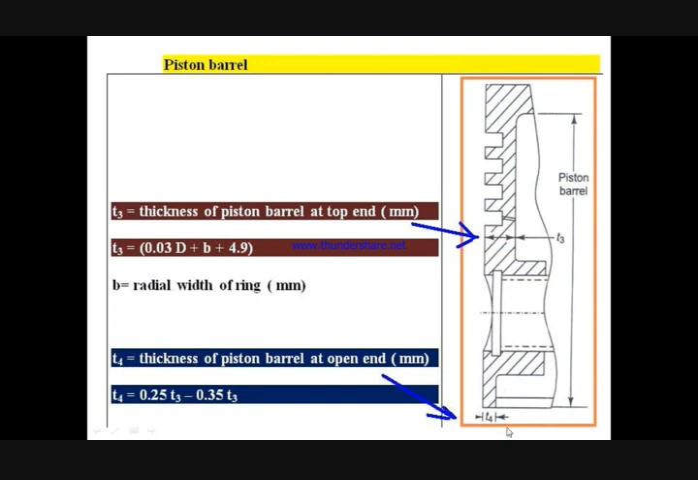Next is T4. This is the value of T4. T4 is given by 0.25 T3 to 0.35 T3. Whenever a range is given, always try to take the middle value. Here the middle value is 0.3 T3. So normally you can go for T4 equal to 0.3 T3.